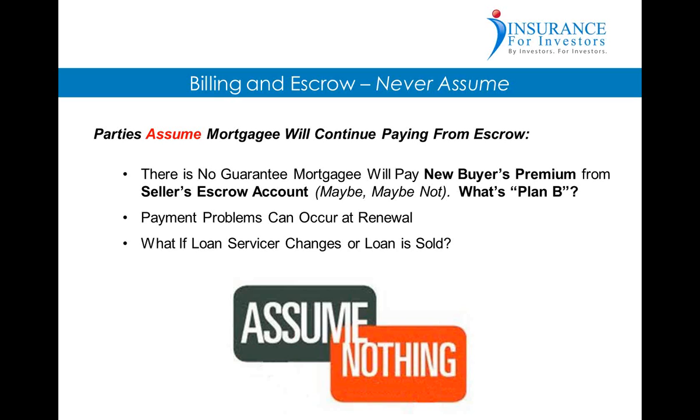This is inherent with wrap mortgages, and there's nothing that can be done about it. What if the loan servicer changes or that loan is sold in the meantime? How does that get dealt with as far as payment? You can't ever assume that it's going to work the way you want it to work simply because you want it to work that way.